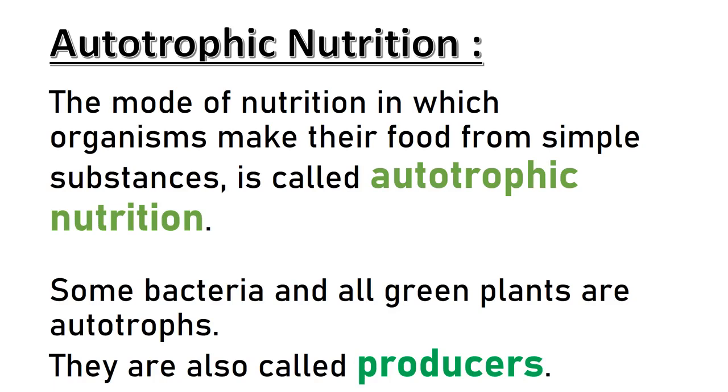Let us first look at what is autotrophic nutrition. The mode of nutrition in which organisms make their food from simple substances is called autotrophic nutrition. Some bacteria and all green plants are autotrophs. They are also called producers.